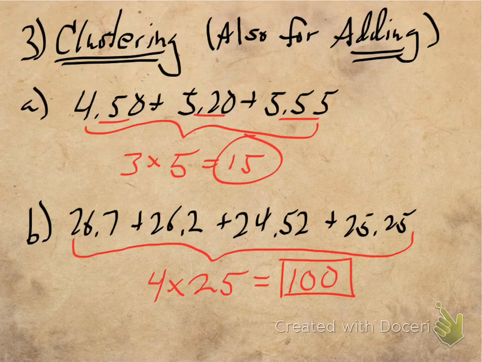Now, that said, if I wanted to be more accurate, could I go ahead and do front-end estimation on these? I could. I could round them to the nearest whole number and add them up. I could do that too. So there's not just one method that works, but for ones that lend themselves to clustering, I think clustering is the easiest method for estimating. Again, you can't use it very often, but when you can, I would definitely use it.